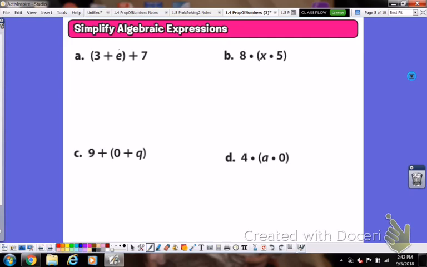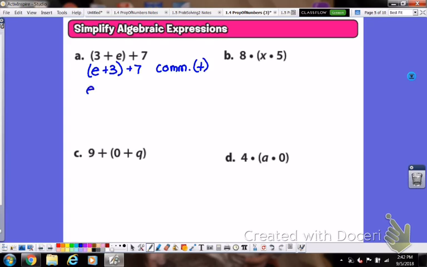But we know that since this is addition, we can change our grouping. Or first we'll actually change our order. So instead of 3 plus E, we're going to change it to E plus 3 plus 7. That is our commutative property of addition.